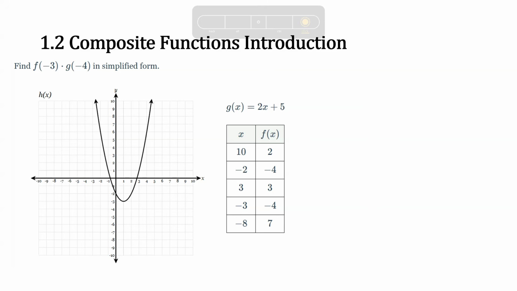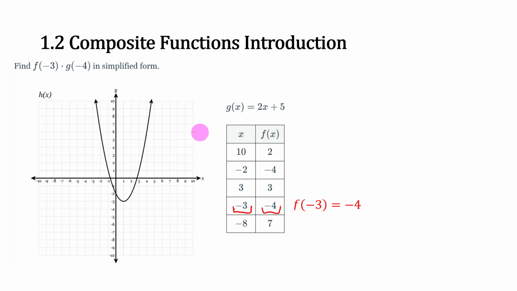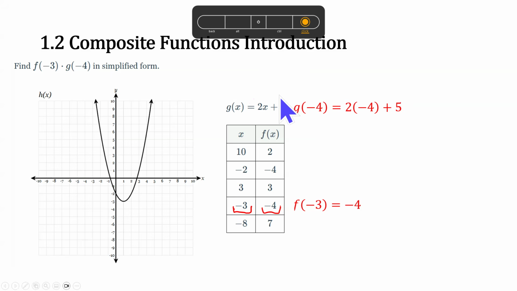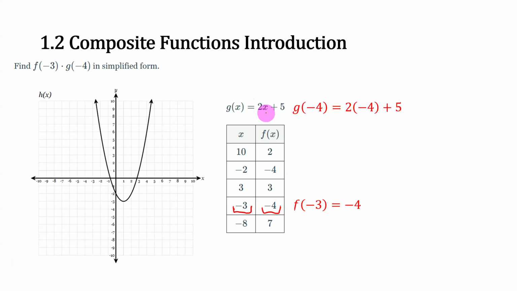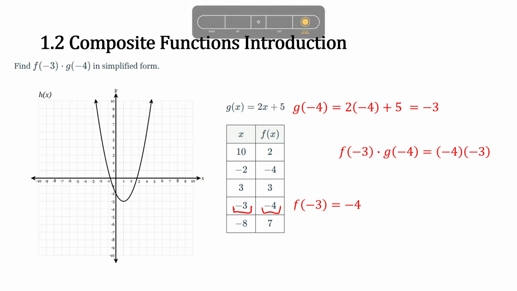Now we've got 3 functions. So f of negative 3, I'm just looking. Well, there's h, there's g, there's f. So f of negative 3 is negative 4. Then I'm doing g of negative 4. Well, that's going to be in here. So I need to plug in negative 4 for x. You get 2 times negative 4 is negative 8, plus 5 is negative 3. So f of negative 3 times g of negative 4 is negative 4 times negative 3.